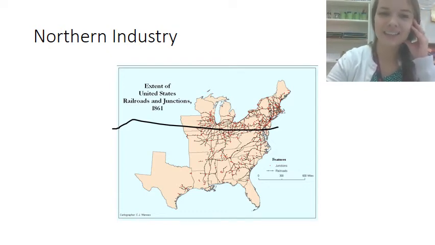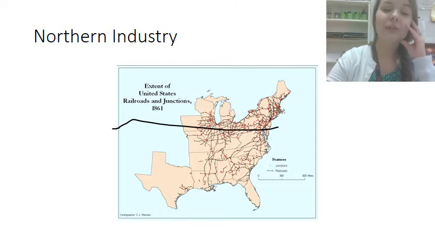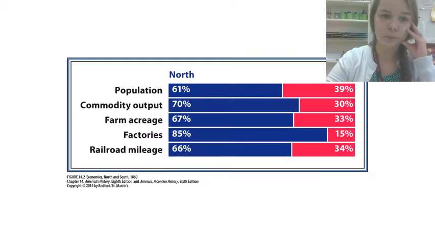The industries are going to grow to feed and clothe those soldiers. And then the Union spending is going to increase dramatically, but they are going to introduce paper currency in 1862.